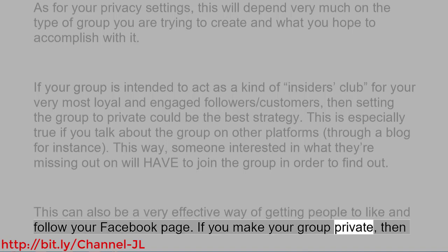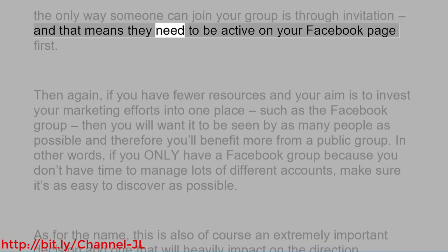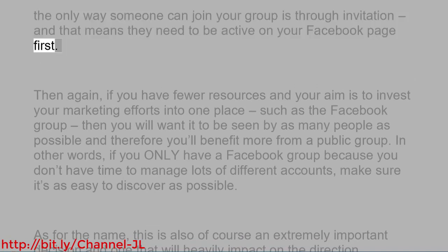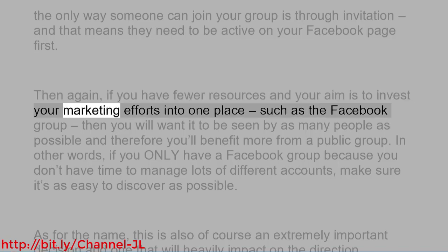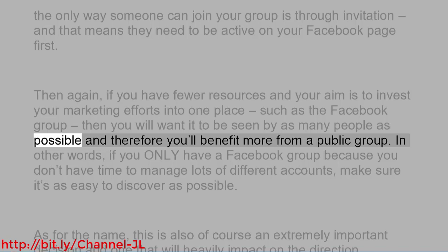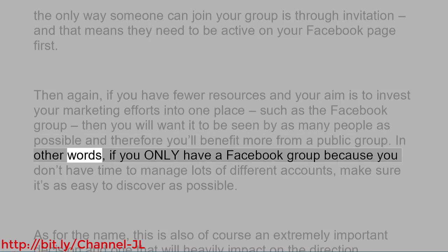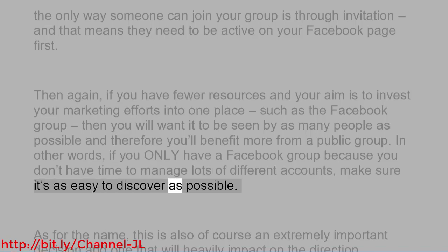If you make your group private, then the only way someone can join your group is through invitation, and that means they need to be active on your Facebook page first. Then again, if you have fewer resources and your aim is to invest your marketing efforts into one place, such as the Facebook group, then you will want it to be seen by as many people as possible and therefore you'll benefit more from a public group. In other words, if you only have a Facebook group because you don't have time to manage lots of different accounts, make sure it's as easy to discover as possible.